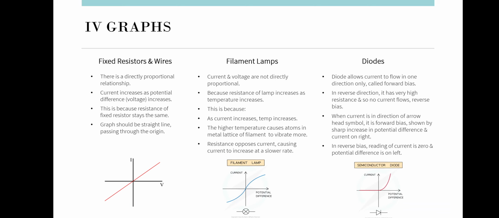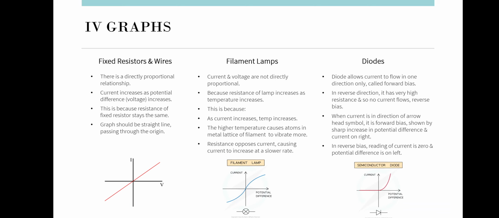Next up we have IV graphs. Now you need to be familiar with all of these, the diagrams as well as the explanation. The first one is for fixed resistors and wires. The relationship between them is directly proportional. There is a straight line going through the origin. As current increases, the potential difference also increases because the resistance of the fixed resistor stays the same. If resistance starts to change, then the directly proportional relationship will also change. So remember this, and for the graph you need to draw a straight line passing through the origin.